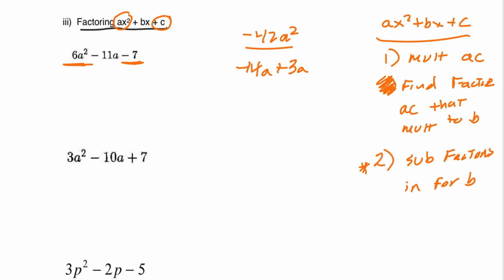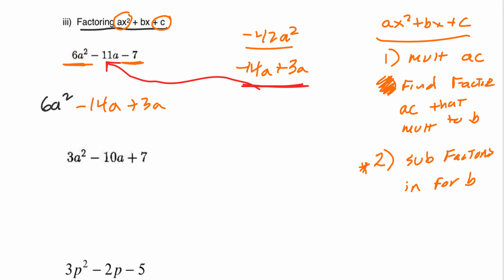We're going to take the factors we just found, these two, and plug them in for B. B is negative 11, and negative 14a plus 3a is negative 11 also. So it's going to look like this: 6a squared minus 14a plus 3a minus 7. We're going to sub our factors in for B.